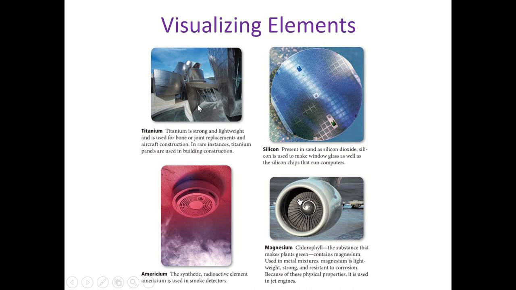Now, what I need from these pictures is to know the names of these four elements. I also need to know their properties, because in the exam, they can ask you about those properties. So let's see. First one, titanium. Titanium is strong and lightweight and is used for bone or joint replacement and aircraft construction. In rare instances, titanium panels are used in building construction. So here, they told us that titanium is strong. It's also a lightweight element. It is used in bone and joint replacement, and sometimes we use it in building construction.